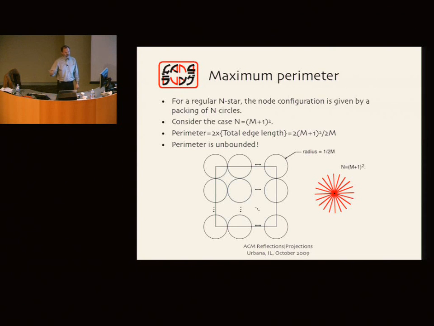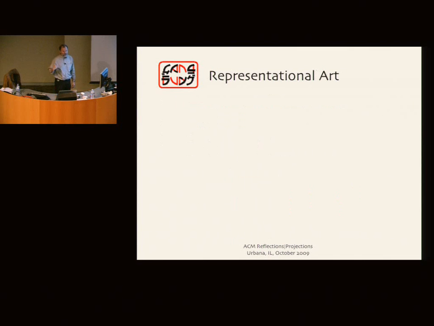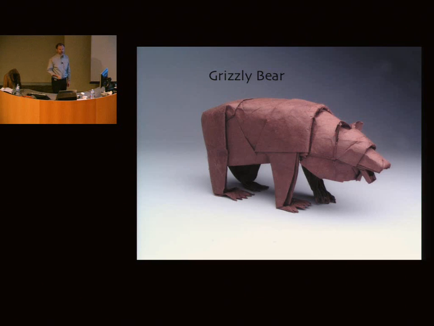But this came from origami. And so we can use these techniques to solve math problems, but we can also use them to create beautiful works of art. Not just insects, but animals, for example. We can put claws on a grizzly bear.